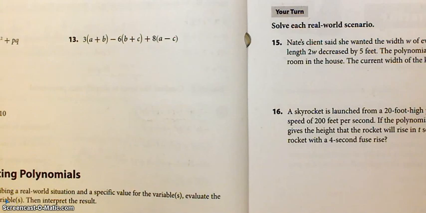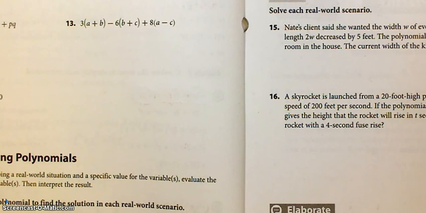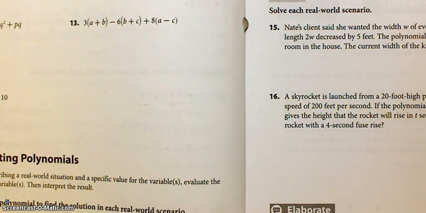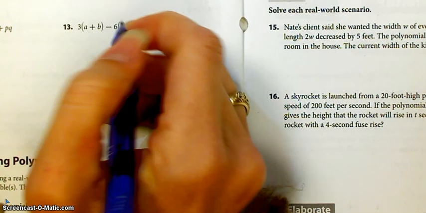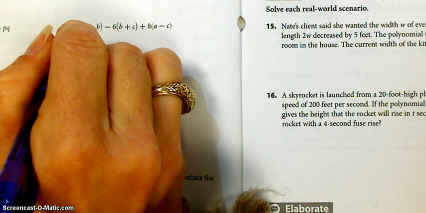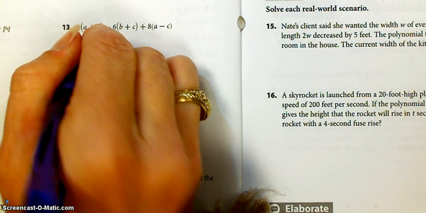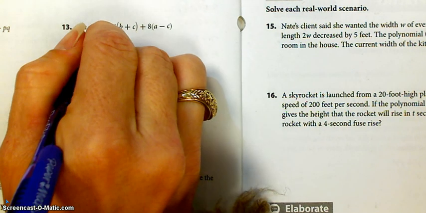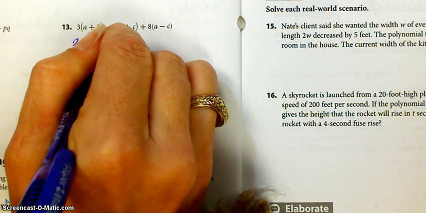Okay, I'm now on page 678, and I'd like you guys to look at number 13, because at first it may look like, wow, I can't combine anything. I can't do anything with anything. Well, that's not true, because I can make it look a little different if I go ahead and do the distributive property. So 3 times a is 3a. 3 times a positive b is 3b.